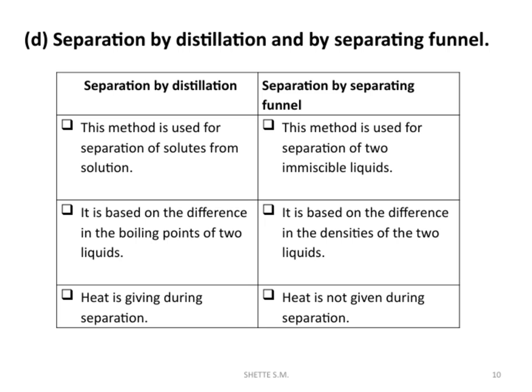So, the key difference here is that distillation involves heating and vaporization based on boiling points, while the separating funnel depends on density differences without any heating. Understanding when and why to use each method is essential for effective separation in different chemical processes.